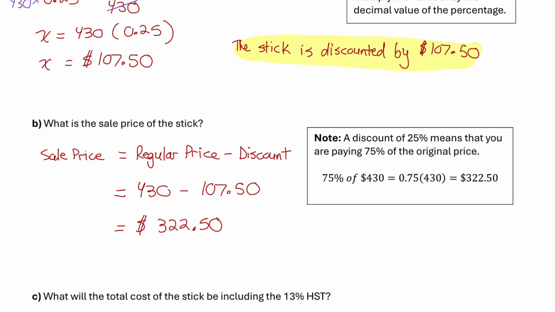And now I put a note on the side that if we didn't already know the discount that was to be subtracted, it would have been faster to just figure out what 75% of the original price was. Right? If we do a discount of 25%, that means only 75% of the original price remains. And I know to figure out what 75% of a value is, I just multiply the value by the decimal version of 75%. So I would do 430 multiplied by 0.75, which gives me 322.50.